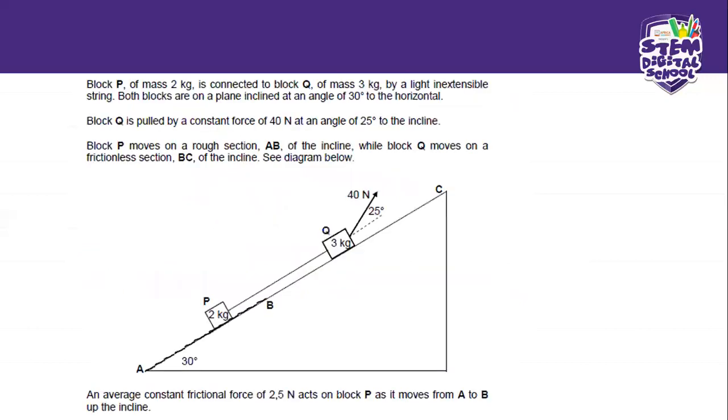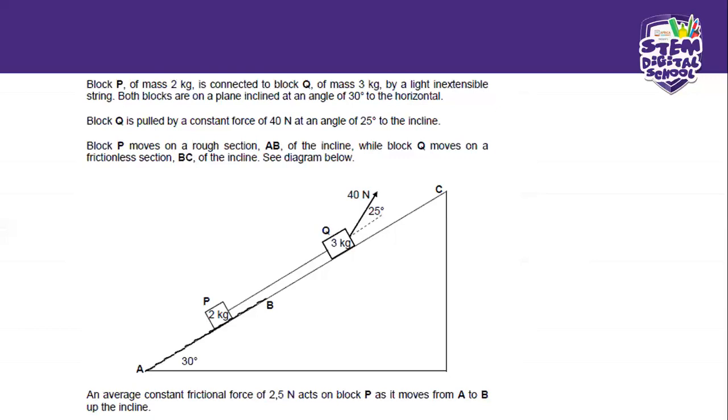Number 2 says block P of mass 2 kg is connected to block Q of mass 3 kg by a light inextensible string. Both blocks are on a plane inclined at an angle of 30 degrees to the horizontal. Block Q is pulled by a constant force at an angle of 25 degrees to the incline. Block P moves on a rough section AB of the incline, while block Q moves on a frictionless section BC of the incline. See the figure below. So this is our figure below.